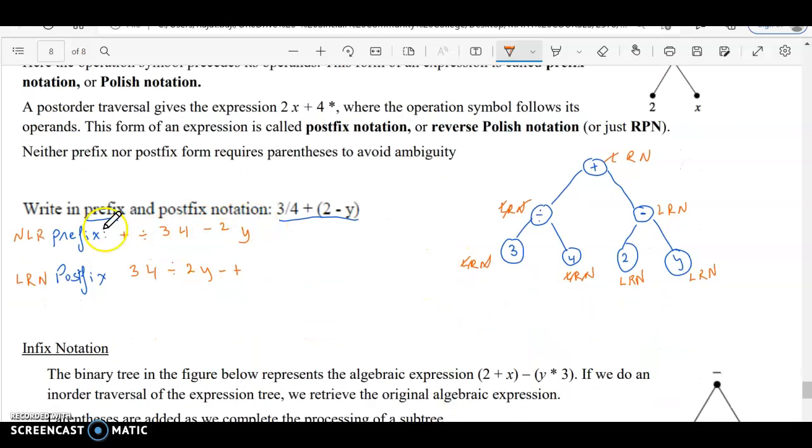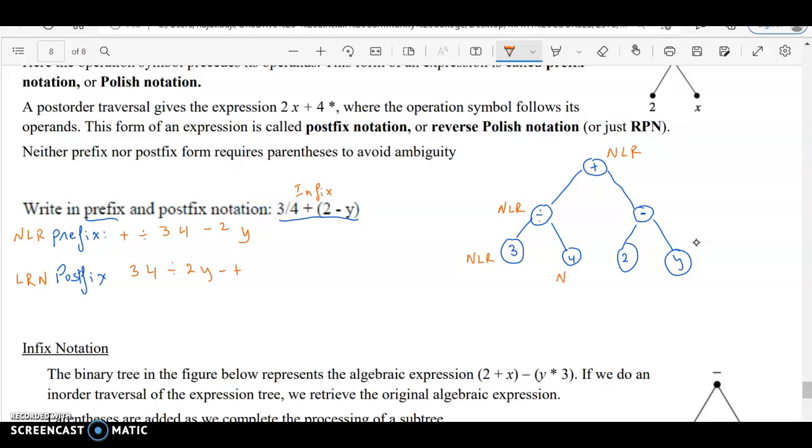So let's see this example. We have to write the prefix and postfix notation of this expression. This expression is given as infix, in order. So what I did, I drew a tree, because you have 3 divided by 4, and then take this and add it to, in the parentheses, 2 minus y. If you need the prefix, that means the operation is at the beginning, or I may say the node needs to be at the beginning, so the node, left, right, everywhere.